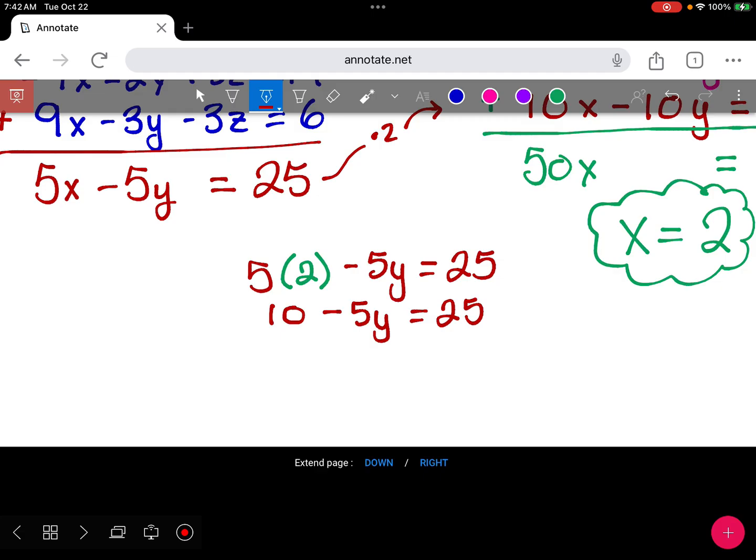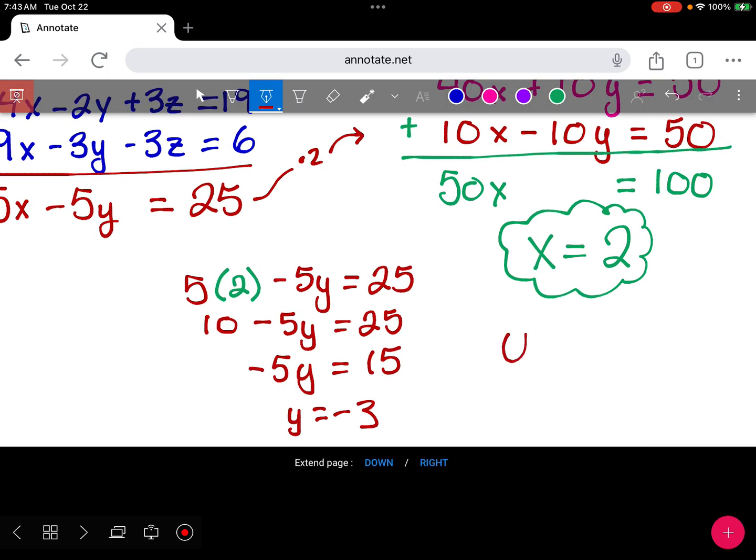So what are we going to do next? Subtract 10. Subtract 10. Leaves me with negative 5y equals 15. And then y would be negative 3. Y equals negative 3. So we have our y equals negative 3.